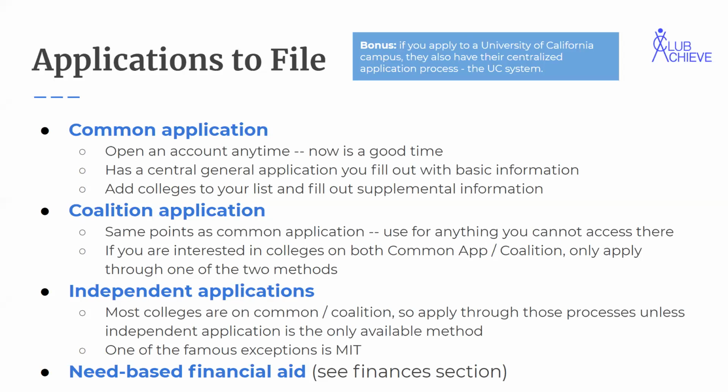There's also the CSS Profile, which College Board has. I'm not sure what the exact fee is. I think it's about $12 per college you send to. So you also want to think about the cost of applying to colleges because it does add up with application fees per college, and also if you're filling out the CSS Profile.